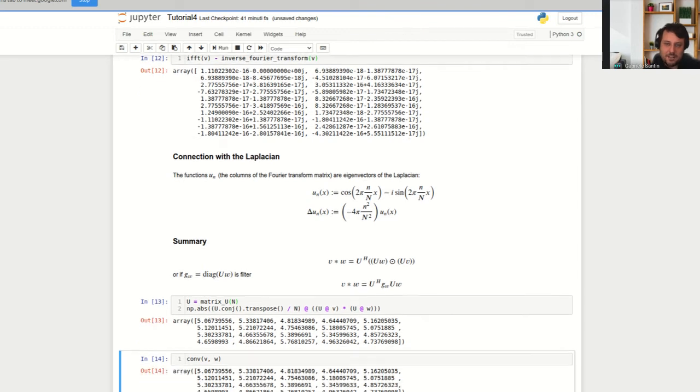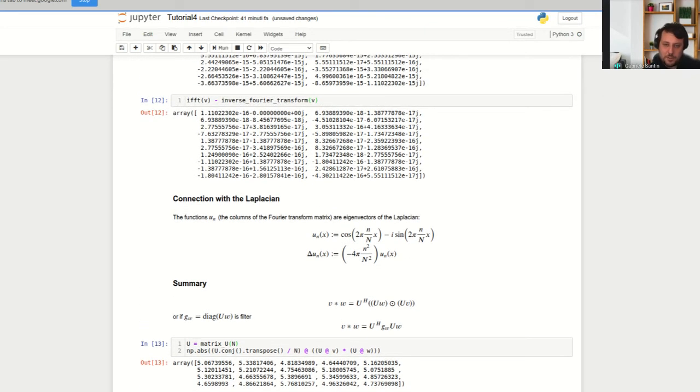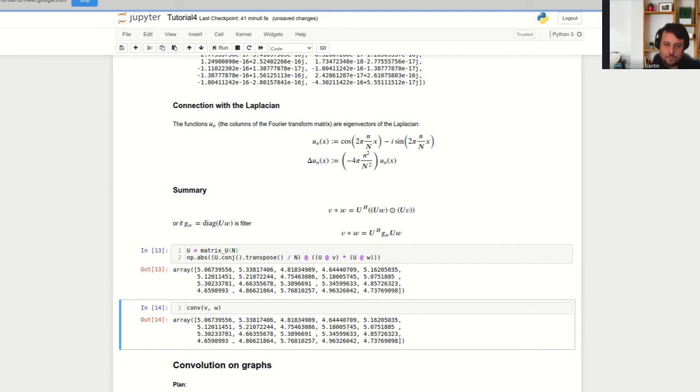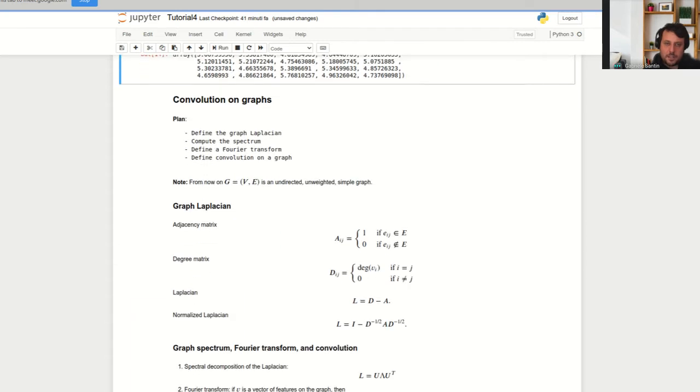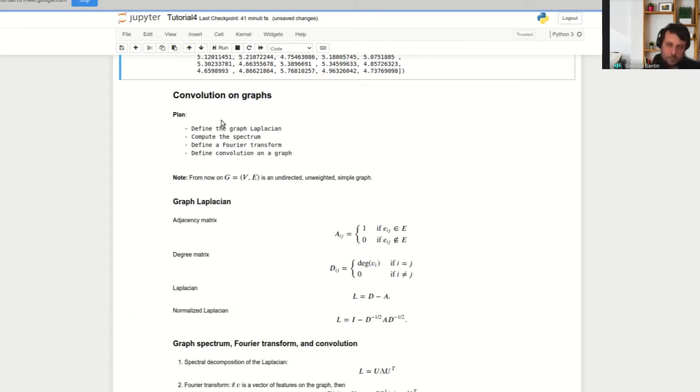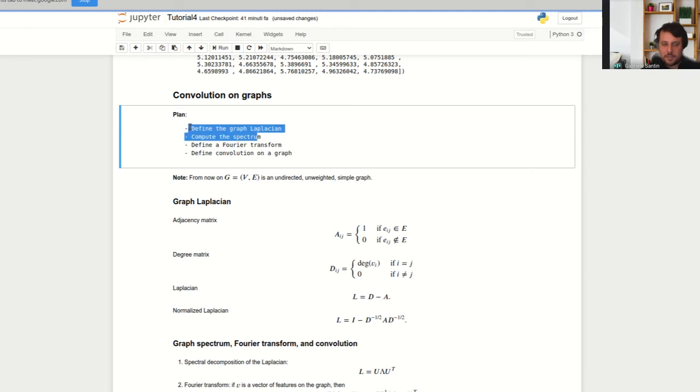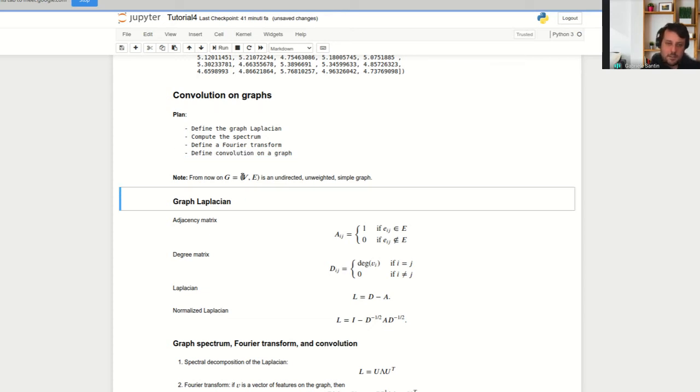Yeah. Okay, perfect. Okay, and now this bunch of theory was just to introduce the fact that all this can be extended on a graph. And the idea is the following: all these operations, so going from the last operation to the first one, can be defined on a graph. So the idea is to take the graph Laplacian, compute the spectrum of the graph Laplacian, so the eigenfunctions, eigenvectors. Then we can define a Fourier transform and use the Fourier transform to define a convolution. Okay. So let's see that.